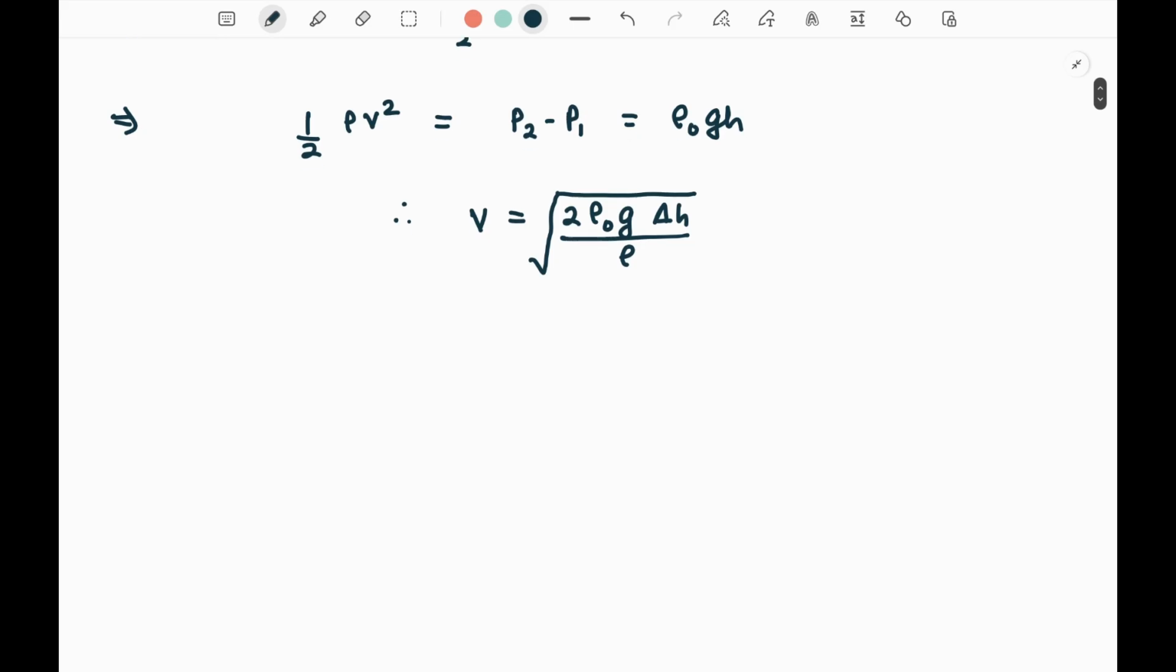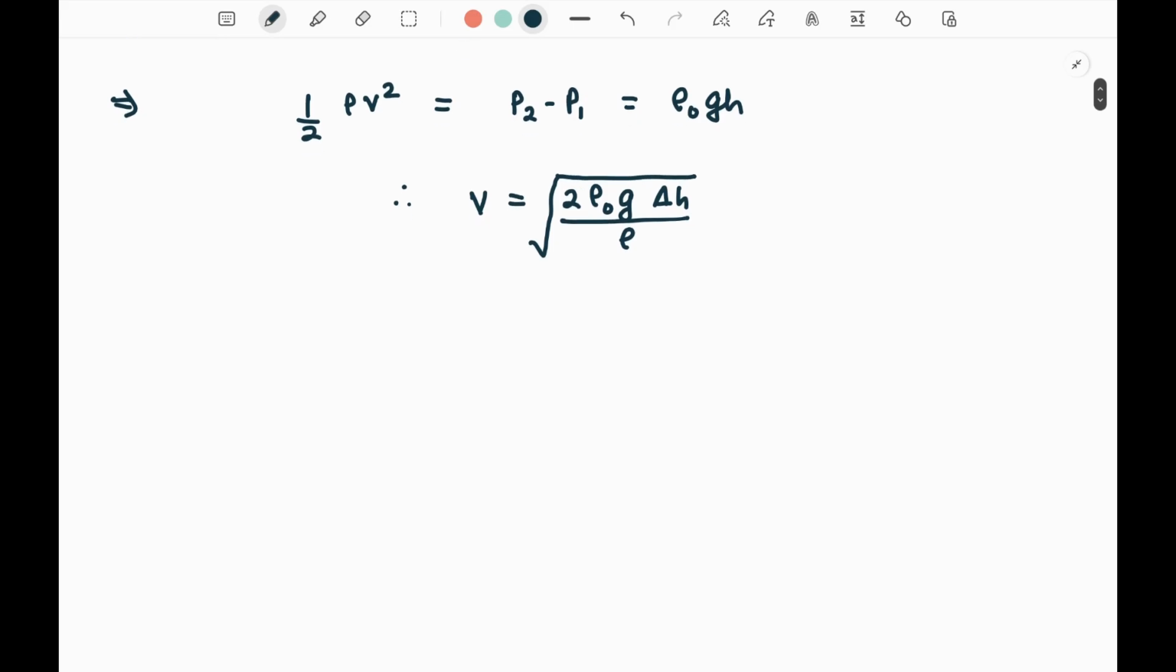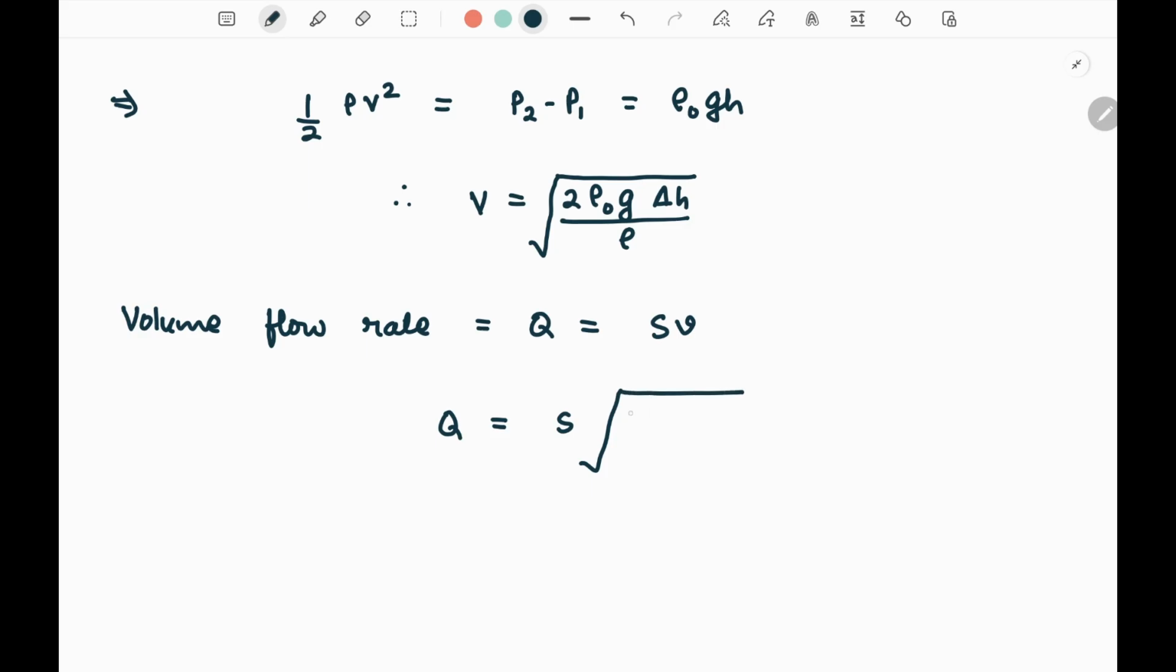Now the question is asking us to calculate the rate of flow of fluid, or the volume of gas flowing across the section of the pipe per unit time. So the volume flow rate Q can be written as cross section into velocity, and hence we say that Q is equal to S times root over 2 rho naught g delta H by rho. So this is the final answer for this particular problem which we have discussed, problem 1.317.